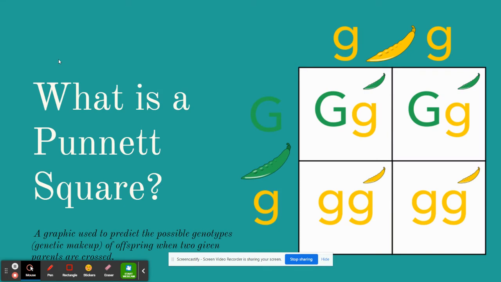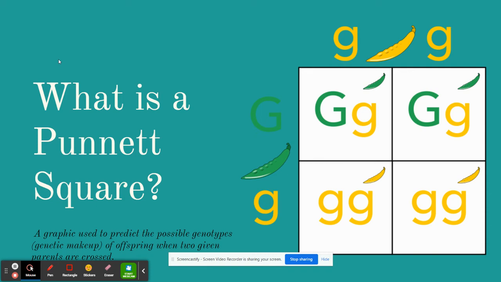The Punnett square is a graphic used to predict the possible genotypes, which, if we remember from before, genotypes are actually talking about the genetic makeup, what's inside of us, those alleles. Whereas phenotype is talking about physical appearance, what we actually see. So if we're talking about the possible genotypes of an offspring when two parents are crossed, we're talking about the possible genetic makeups, not what the actual physical appearance is. From those genetic makeups, we can tell what the physical appearance is actually going to be.